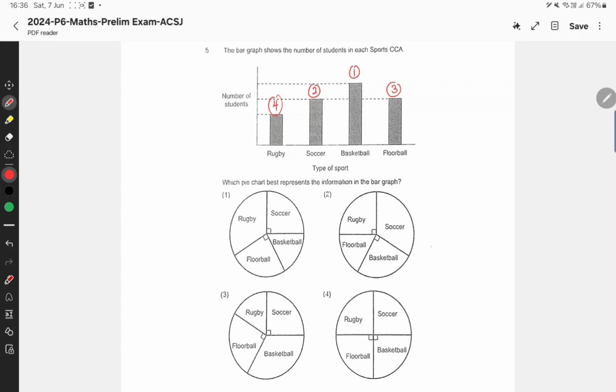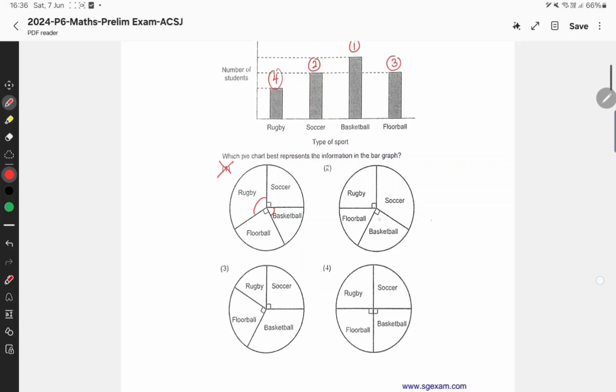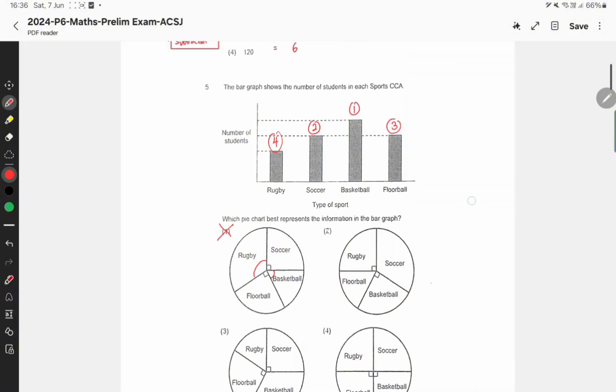So with basketball having the most, we need to identify which of these pie charts has basketball with the most number of people. Okay, so let's look at option 1. Option 1, our basketball is the least compared to rugby. So option 1 is out. Option 2, basketball and rugby are the same, but based on the bar graph, basketball and rugby are different. So option 2 is also out.